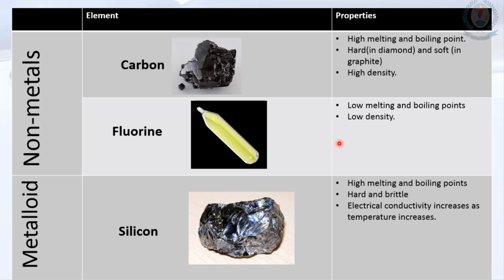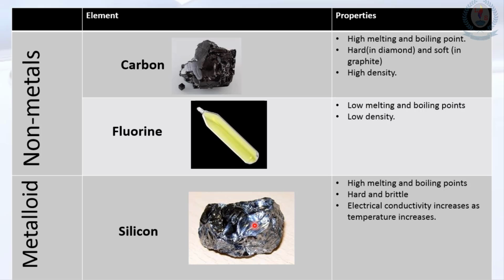So fluorine has low melting and boiling points and low density. Okay, so these are the two nonmetals that we are learning in this lesson. Then we are coming to metalloids. Metalloids are the elements that lie in between metals and nonmetals in the periodic table. Am I right? Okay. Then the one metalloid that we can learn is silicon.